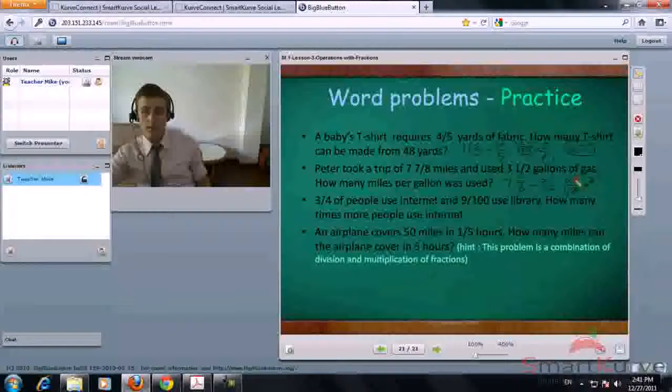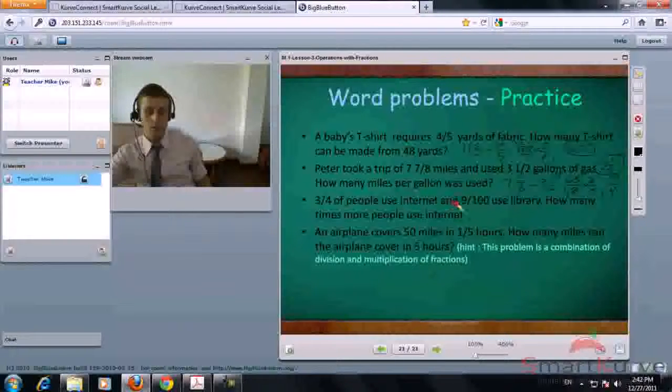The 7 and the 63 can cancel out as well. The 7 becomes a 1. The 63 becomes a 9. So we know the top is 9, the bottom is 4. That becomes 2 1/4. How many miles per gallon was used? 2 1/4 miles per gallon.